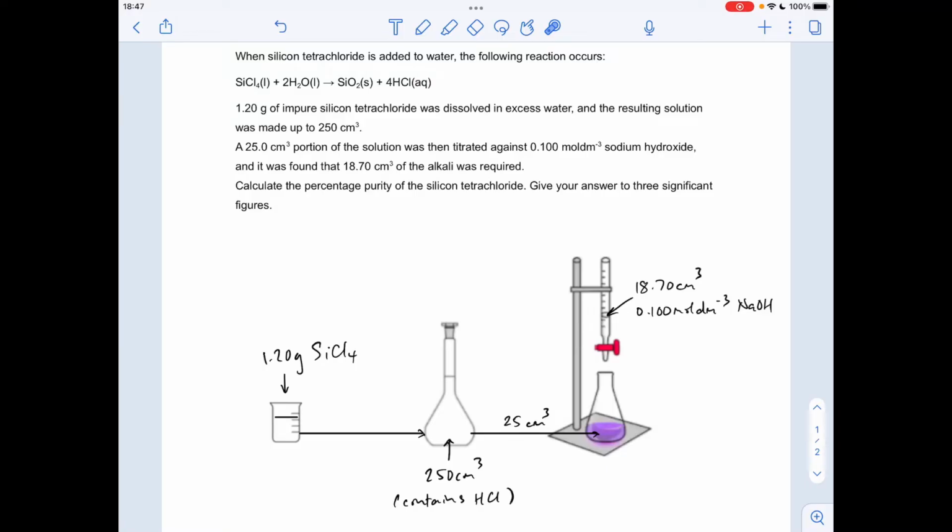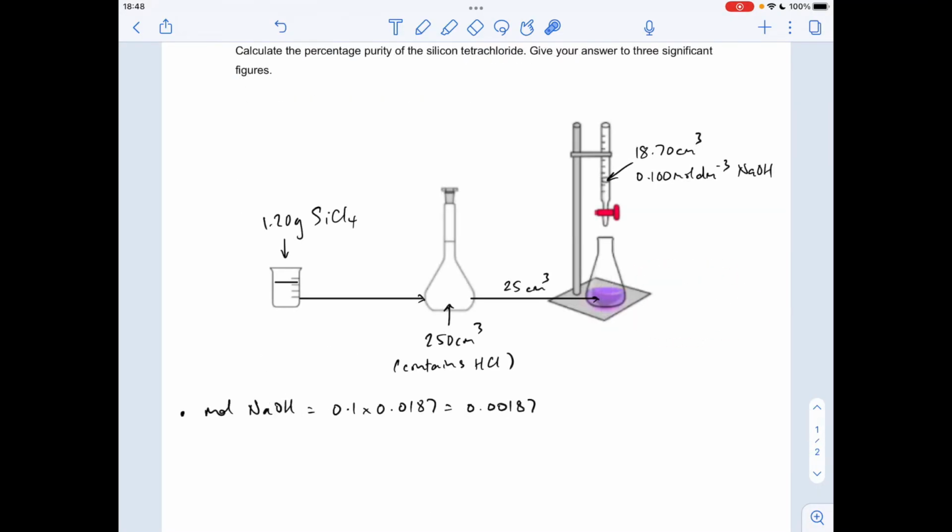Okay, so the first thing I'm going to do is work out the moles of sodium hydroxide used in the titration. So moles is concentration times volume. Remember, that's got to be in decimeters cubed. So 0.00187 moles of sodium hydroxide were used in the titration. The moles of hydrochloric acid that must have been in there will be the same because sodium hydroxide and hydrochloric acid react in a 1-to-1 ratio.